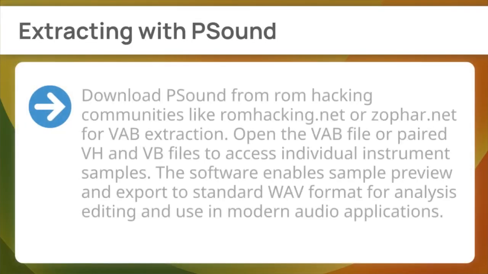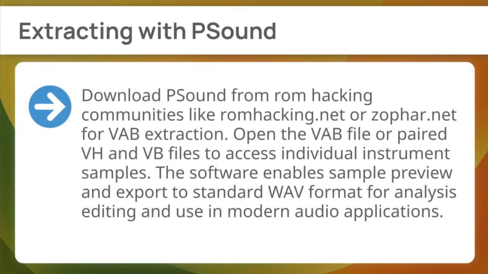First, extracting with PSound. Download PSound from ROM hacking communities like romhacking.net or Zophar.net for VAB extraction. Open the VAB file or paired VH and VB files to access individual instrument samples. The software enables sample preview and export to standard WAV format for analysis, editing, and use in modern audio applications.